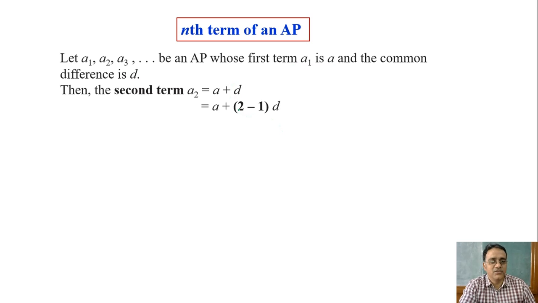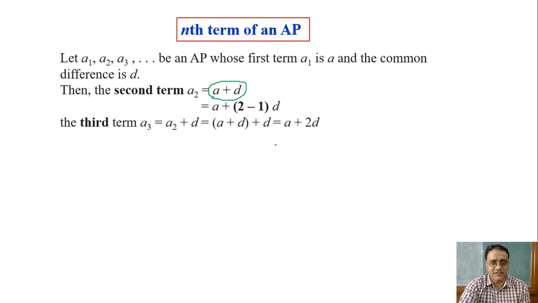How will you get the third term? Add D to the second term. You add the common difference to its preceding term. So the preceding term of the third term is A plus D. If you add D to A plus D, again you will get A plus 2D. So again we can write this 2 as 3 minus 1.